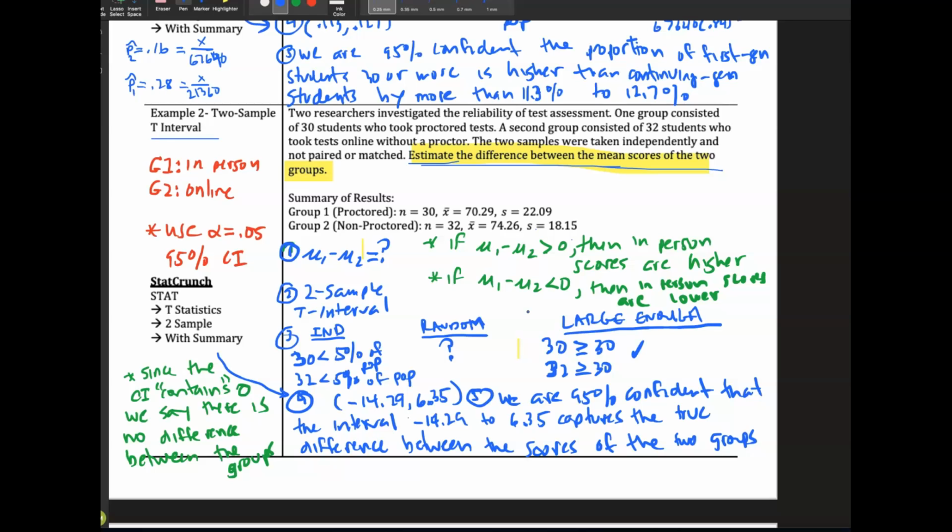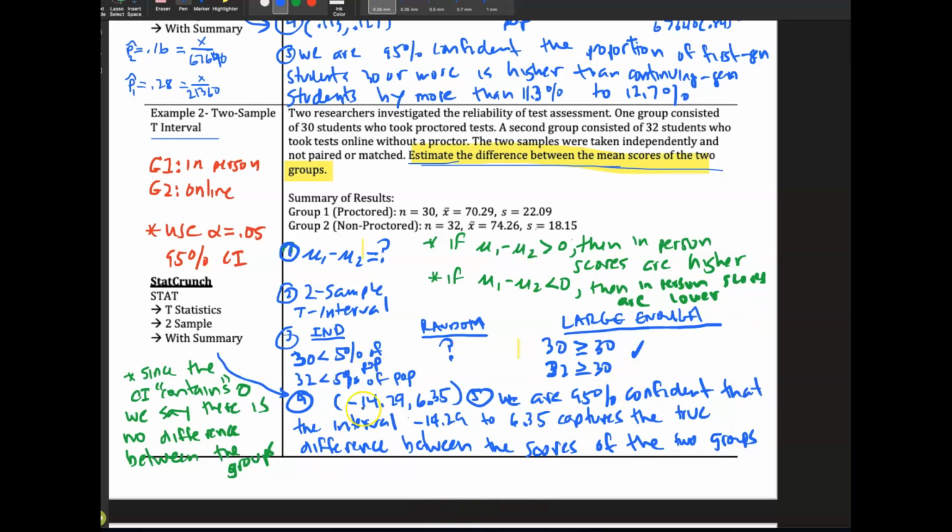But before we do that, we have, again, what is the step 1? We want to estimate, right? We're estimating the mean difference, mean 1 minus mean 2 from the 2 groups. Secondly, again, what method we're going to use. You see that there. 2 sample t-interval, and then we're checking the conditions, right? What are the conditions there? So that's what we're checking.